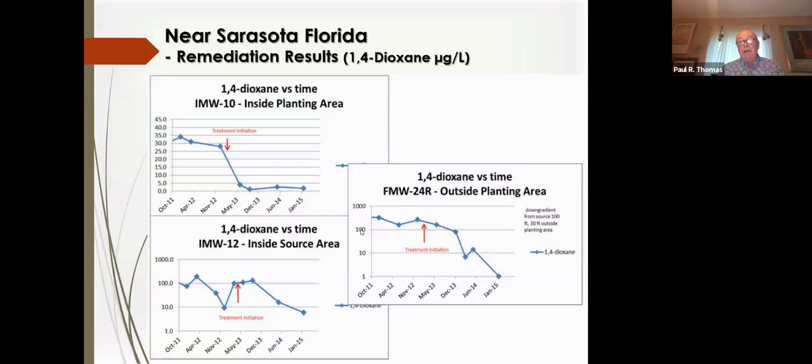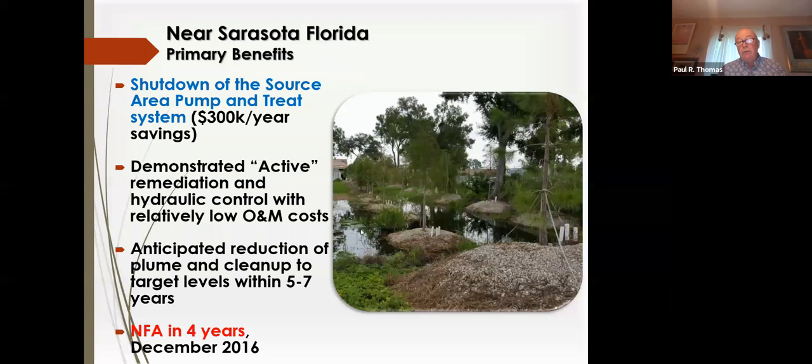I'm not going to go into this in any detail because it's pretty simple. Basically, once we installed the trees, the concentrations went way, way down, in some cases to almost zero. The result of that was that the pump and treat system was turned off. We had predicted that we would be able to clean the site up in 5 to 7 years. Actually, it happened in 4 years, and the state of Florida gave us a clean bill of health after 4 years of operation.